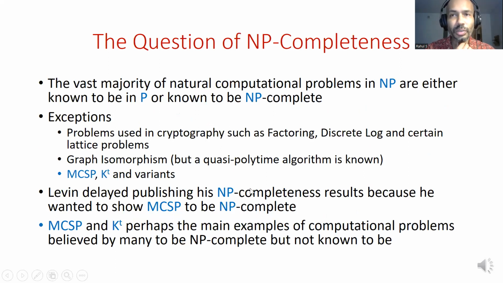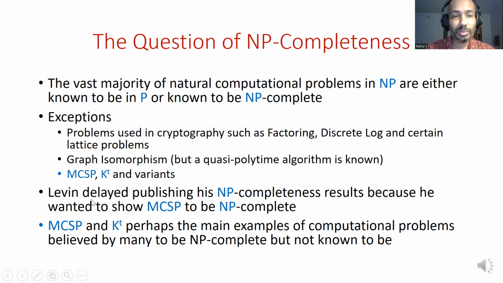So in general, the question of NP completeness is, of course, a fundamental question. The vast majority of natural computational problems in NP are either known to be in P or they're known to be NP complete. There are some exceptions, for example, problems that are used to base cryptography on, such as factoring, discrete logs, and lattice problems. These are in NP, but they're not believed to be in P, but they're also not believed to be NP complete. And then there's graph isomorphism, which is actually in quasi-polynomial time, so it's very unlikely to be NP complete. And then these meta-complexity problems, MCSP, K superscript T, and various variants of them. And here we have no evidence that they're not NP complete, and we have evidence that they're not in P.